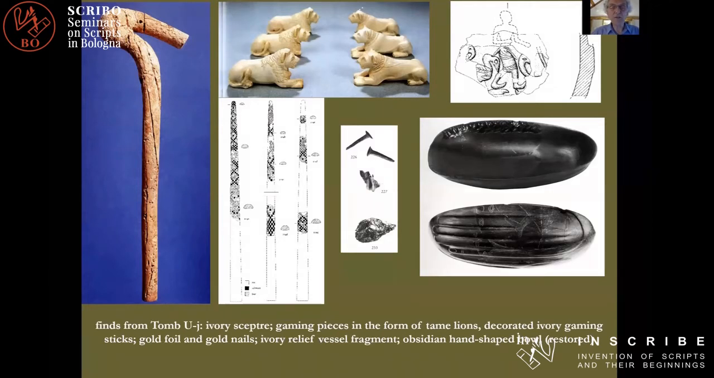Now, making nails out of gold makes no practical sense. This is highly luxurious and symbolic activity. And then on the right, you have a bowl in the shape of a hand made of obsidian. So this was a person of enormous wealth who could use all sorts of artistic forms, including very probably ones in textiles, for the burial, and the writing is part of that aesthetic environment.